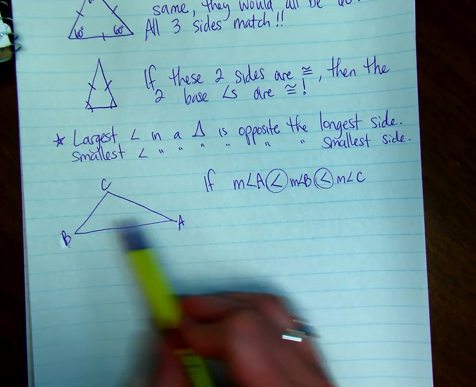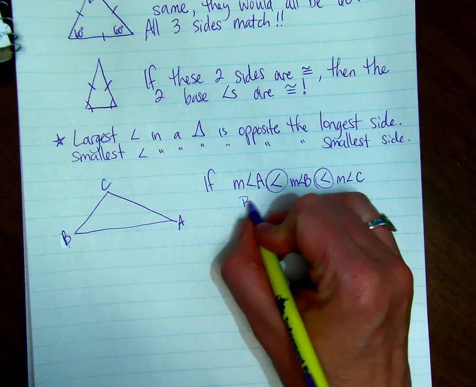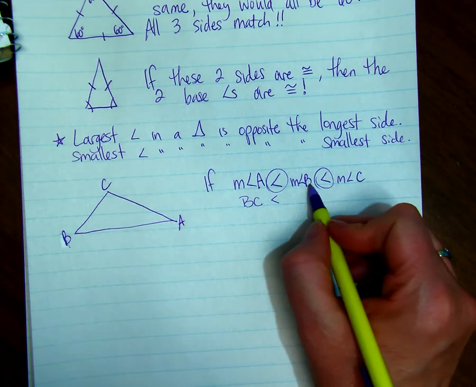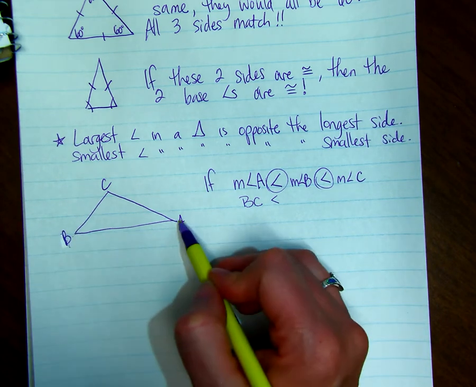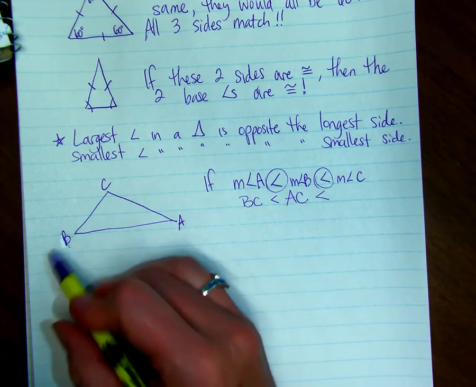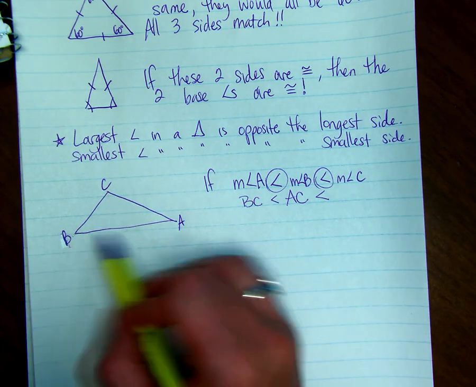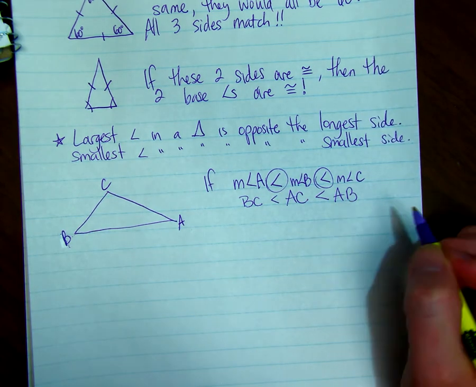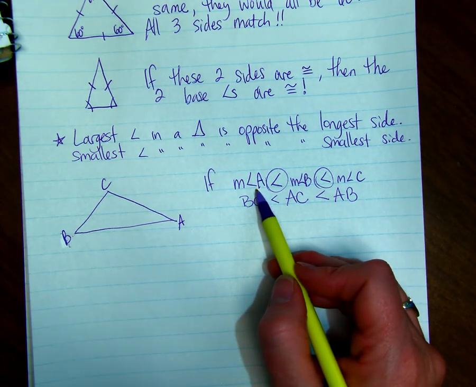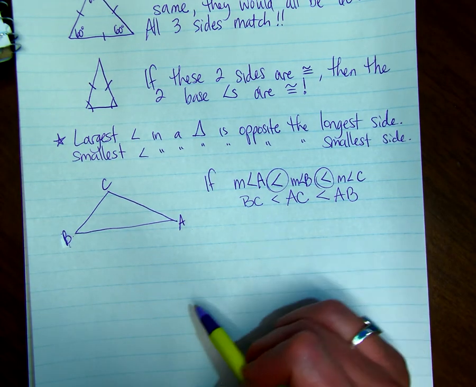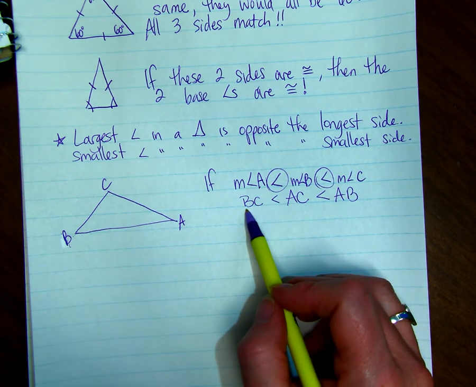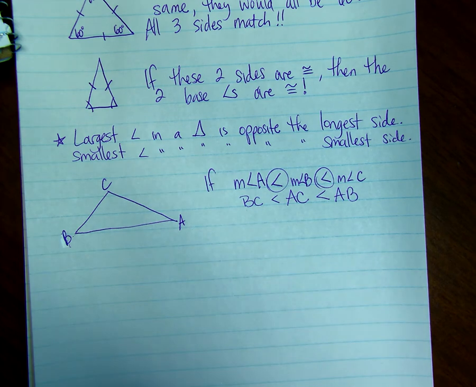So the side opposite, BC, that length is going to be less than the side opposite angle B, which is the next biggest angle, and that's called AC, which is less than the biggest angle C, which is across from AB. Notice that the side opposite of the angle uses the other two letters. If the angle were A, the side opposite is the other two letters BC.